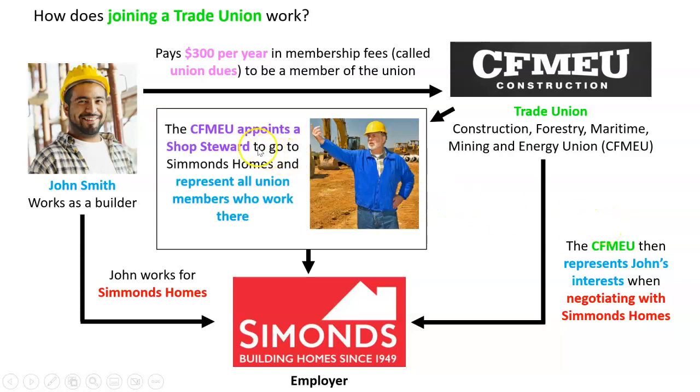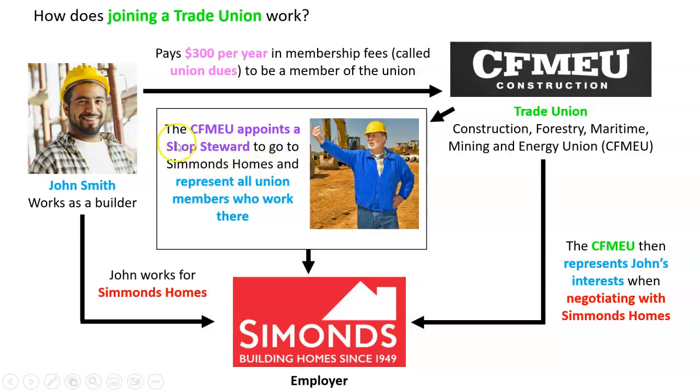And this person here is really important. What the CFMEU will do, they will appoint someone for all the Simmons Homes to go out to the site and look after the interests of their union members. That person is called a shop steward. So the CFMEU appoints a shop steward to go to Simmons Homes and represent all union members who work there.